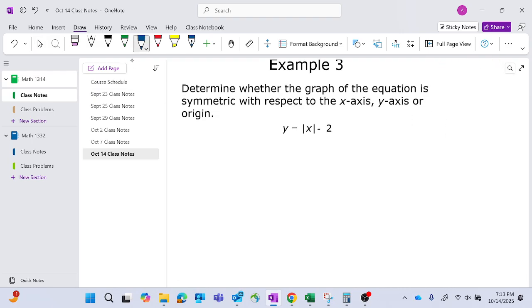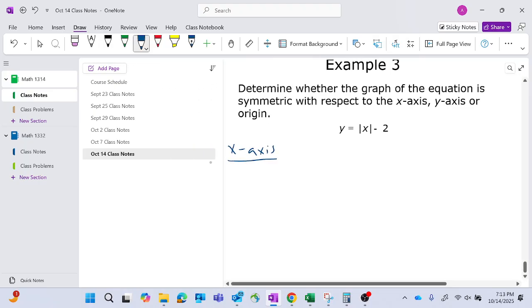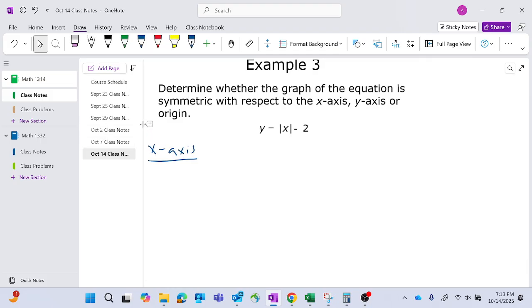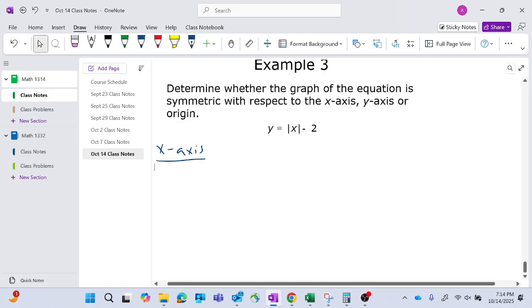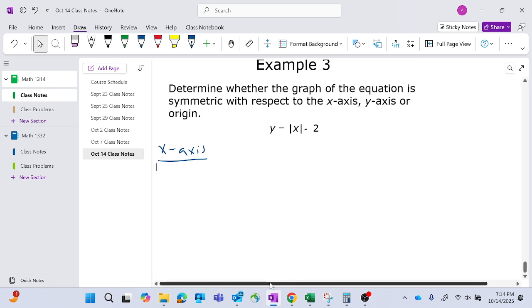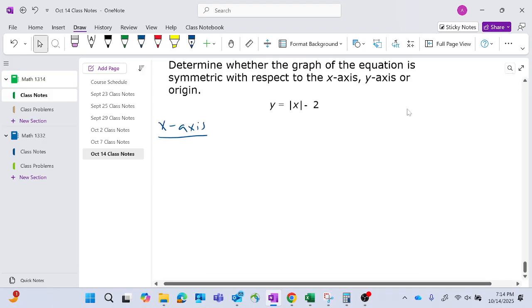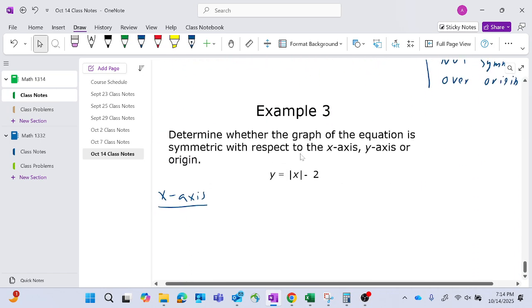f of x equals the absolute value of x minus 2. So I want to know, let's check if it's symmetric over the x-axis first. All right. So for the x-axis, what that means is negative f of x equals f of x.